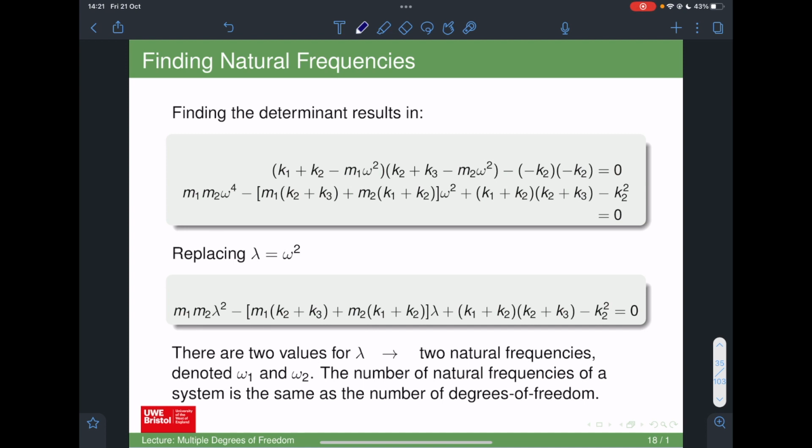There are two values for lambda, okay, and hence two natural frequencies, omega 1 and omega 2, okay? And if you've got a 2 degree of freedom system, there'll be two natural frequencies, 3 degrees of freedom, 3 natural frequencies, and so on and so forth, okay?